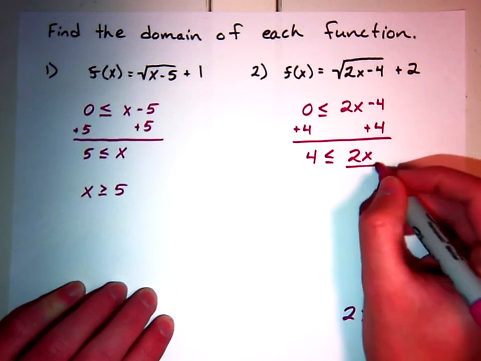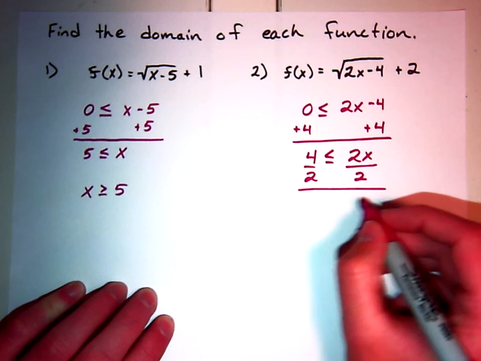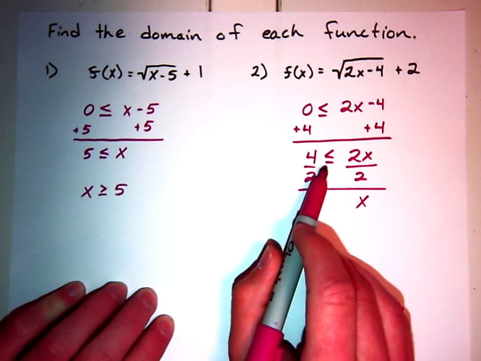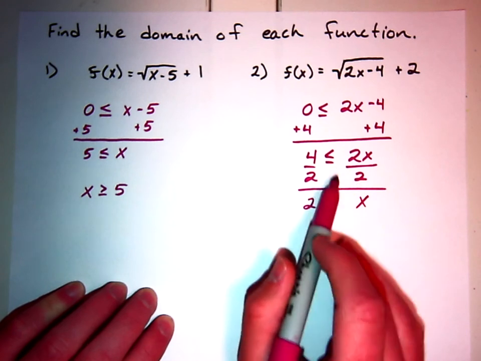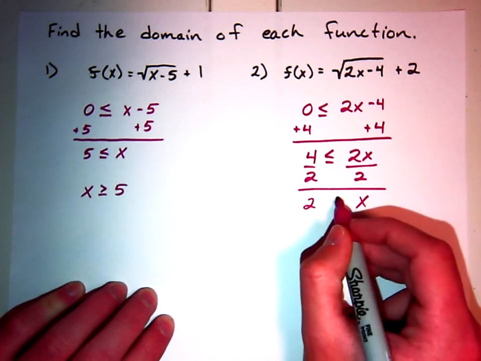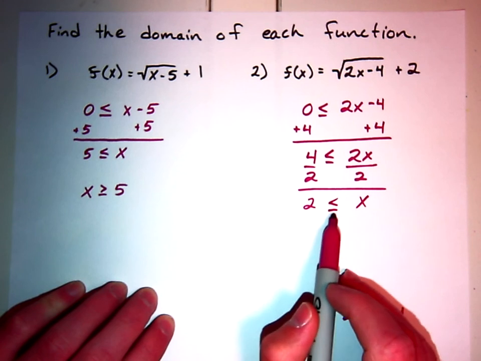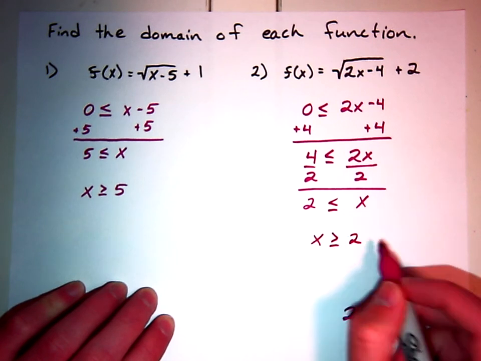We divide by 2, so we get 2 here. And remember, if this was negative, when we divide by a negative number, we flip the sign. If we divide by a positive number, the sign stays the same. So the sign should stay the same, and it should be 2 is less than or equal to x, or x is greater than or equal to 2. And we can test this.